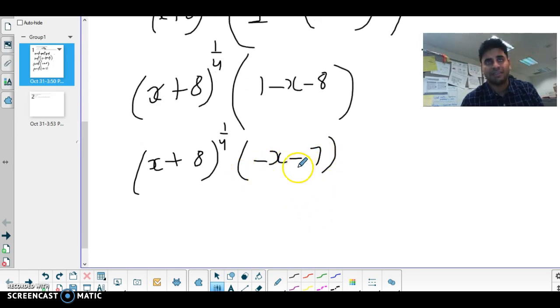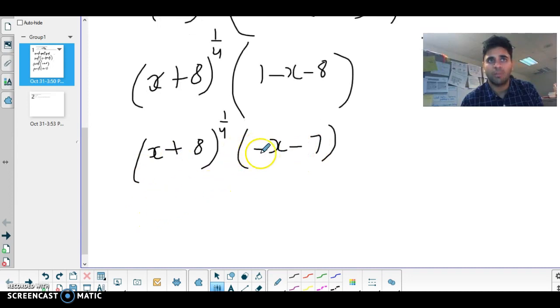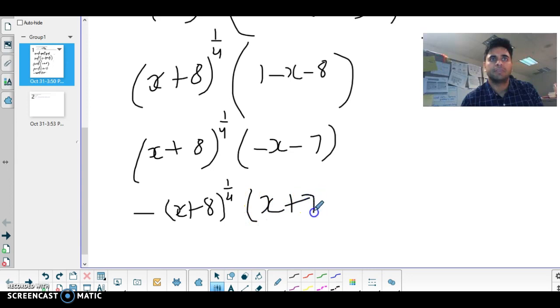If I leave it as it is, it's not incorrect, but that's not a simplified way of writing a factor. I could easily take minus 1 common from this quantity. If I take minus 1 common, or just a minus sign common, then I'll take the minus out of the bracket. So I'll write it here and I'll copy everything as it is. So (x plus 8) to the power 1 by 4, (x plus 7). Did you see what we did here?